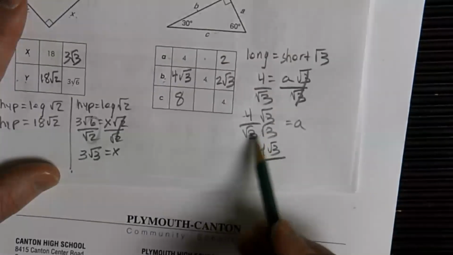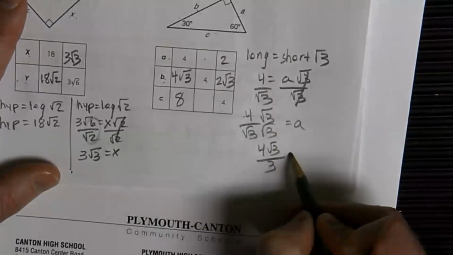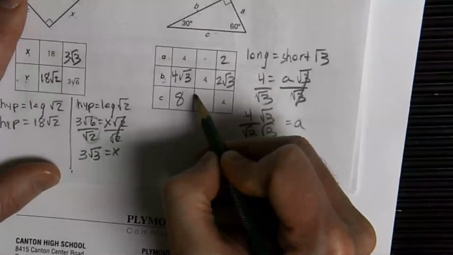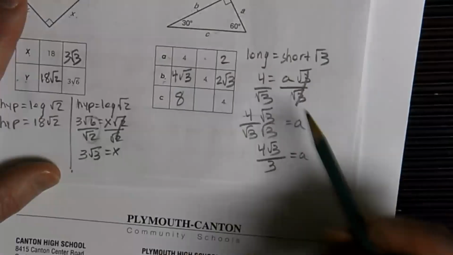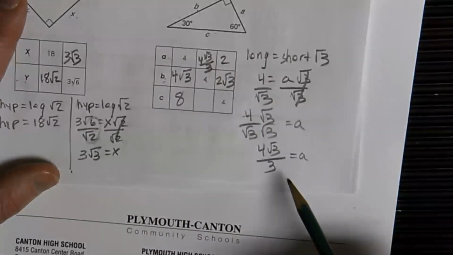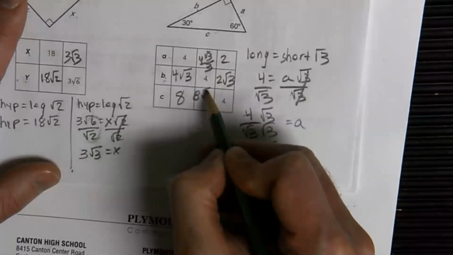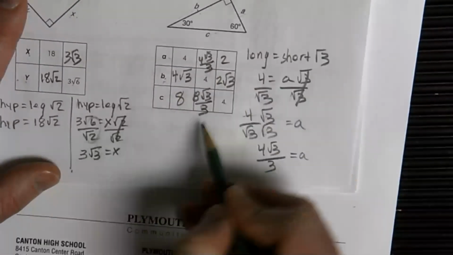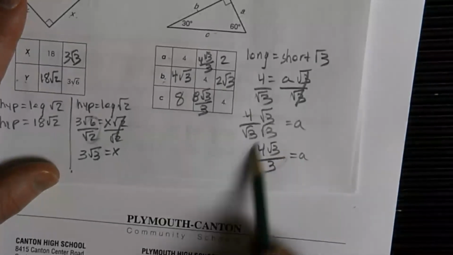And when you calculate two radicals, the same type, when you square a radical, you get what's inside. We divided, so that's A. 4 root 3 over 3. And to double that, we get 8 root 3 over 3. When you double a fraction, you're only doubling the top of the fraction.